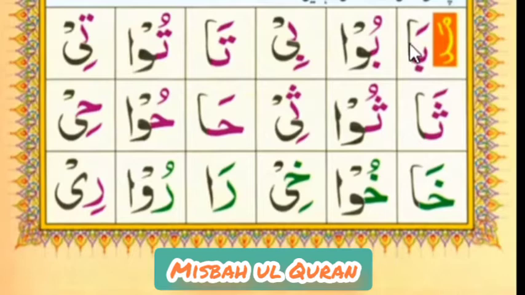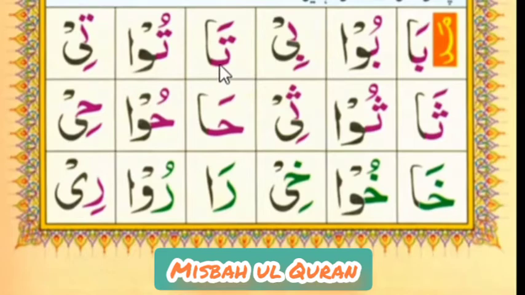Ba, alif, fatha, ba. Ba, waw, dhamma, bu. Ba, ya, kasra, bi. Ba, bu, bi. The first we read with spelling, and then after that we read without spelling. Okay, so you will also read with spelling first and then without spelling.